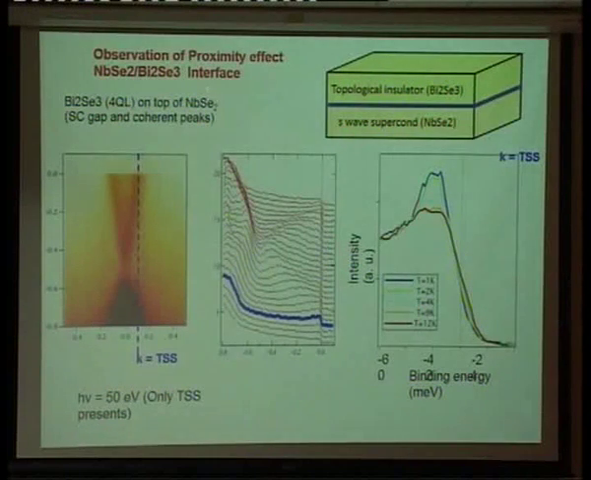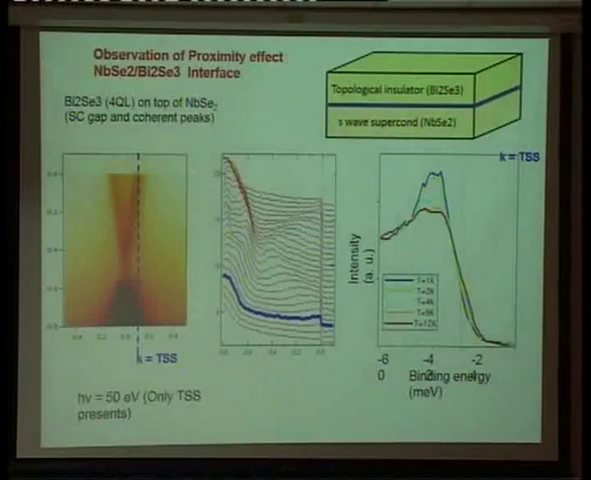The Fermi surface of niobium selenide has high momentum pockets. The Fermi surface of the bismuth selenide surface state and the niobium selenide surface don't overlap in momentum space. So I can identify band-wise where this proximity is happening, and that's what we found: that it is possible to realize this Fu-Kane thing.